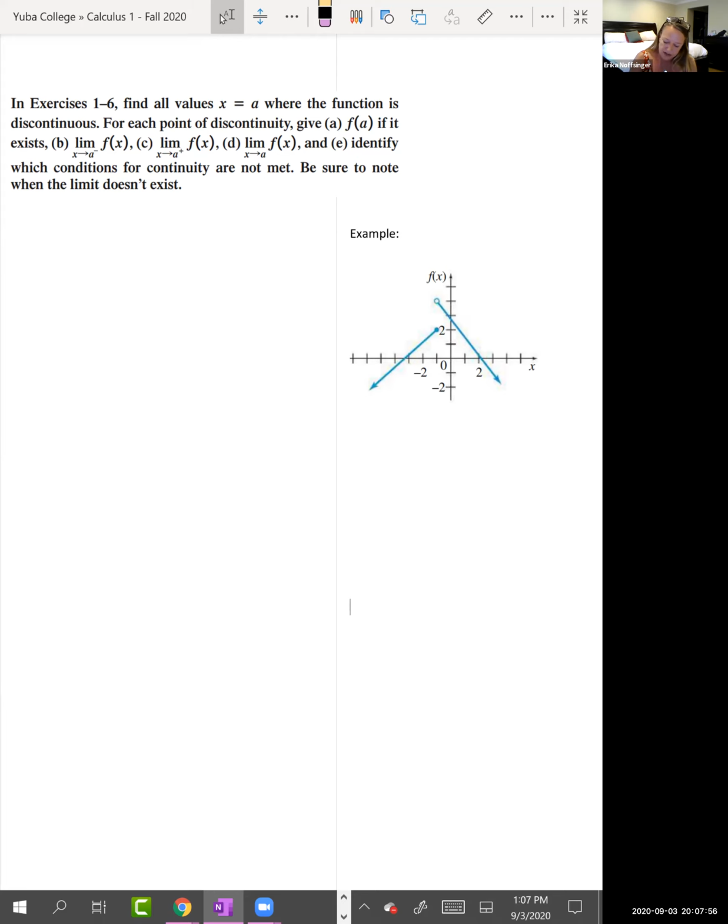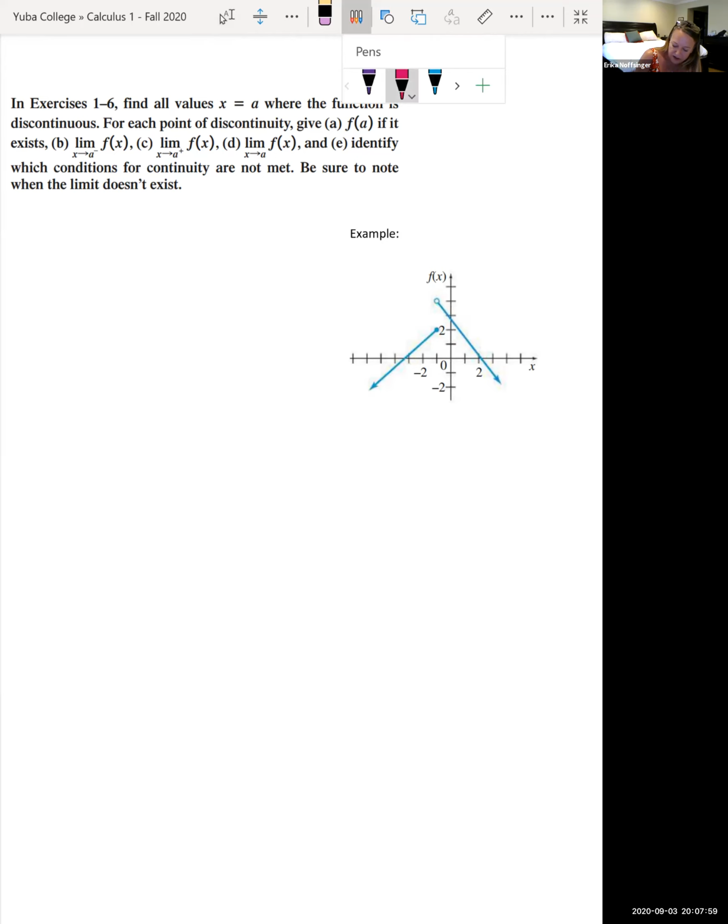Okay, so for the first part again, find x equals a, and hopefully you've already noticed where this was discontinuous. And so right here at -1. First of all, it asks us about f of -1 in our case, if this exists. So does f of -1 exist? What do you guys think?